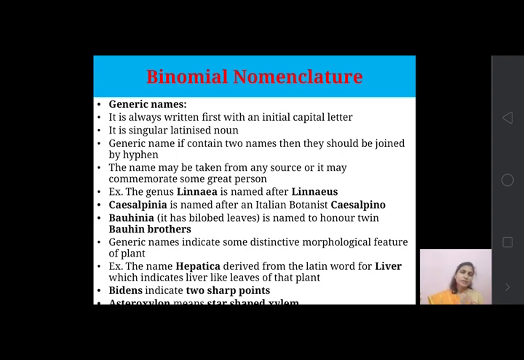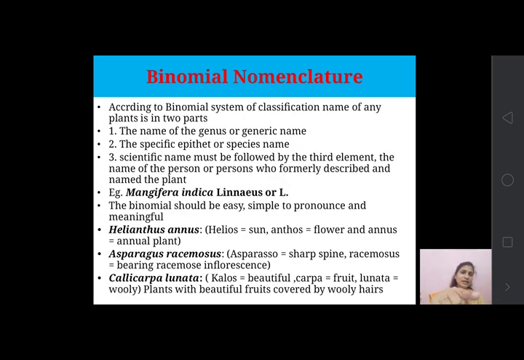First is the generic name. What are the rules and what does it include? In the case of a generic name, it is always written first with an initial capital letter. So in the case of Mangifera indica, you can see all the names here, that is Mangifera, then Helianthus, then Asparagus, then Callicarpa. Every genus name starts with a capital letter and it is written first.